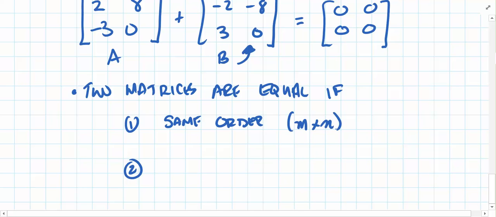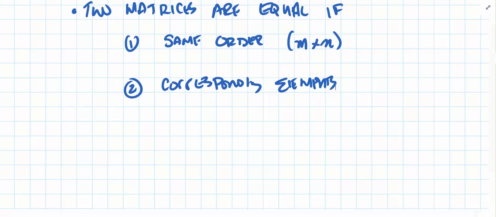What do we call these things? We call them corresponding elements. Okay? So you are allowed to say two matrices are equal if these two conditions are met. One, they have the same order, and two, all corresponding elements are exactly the same.